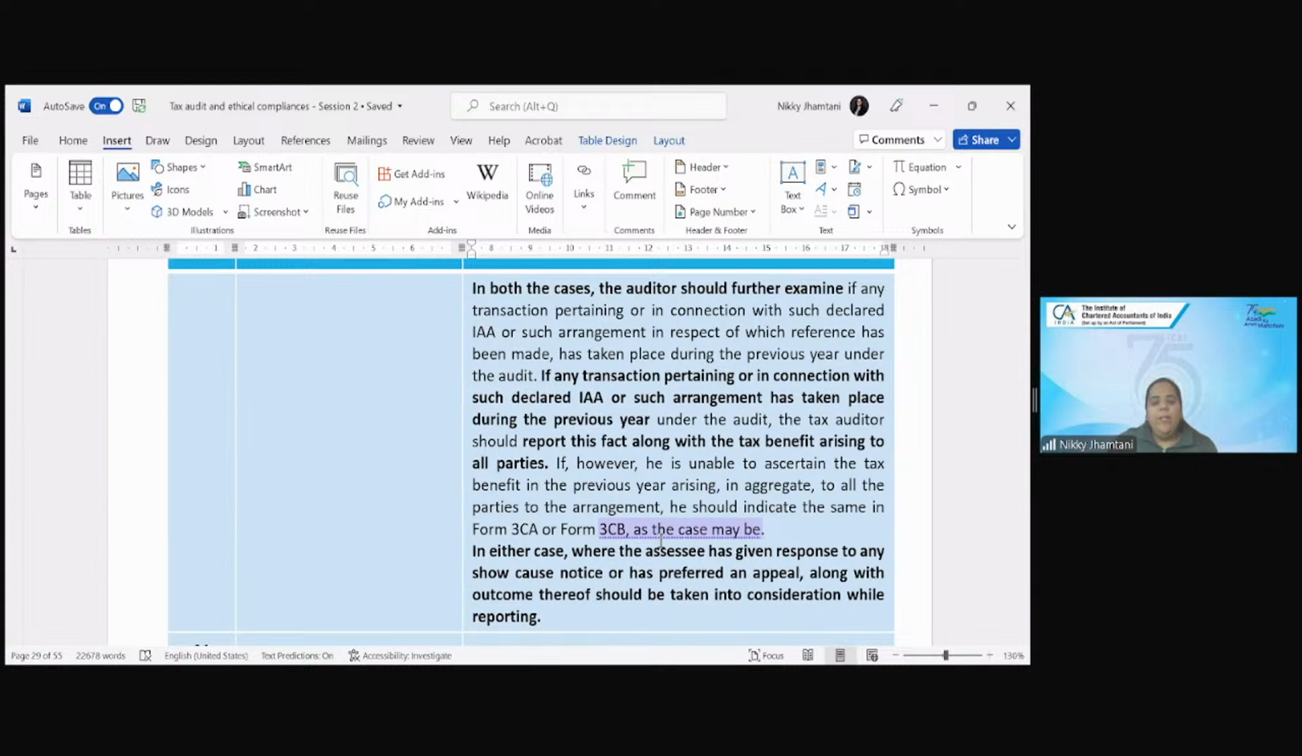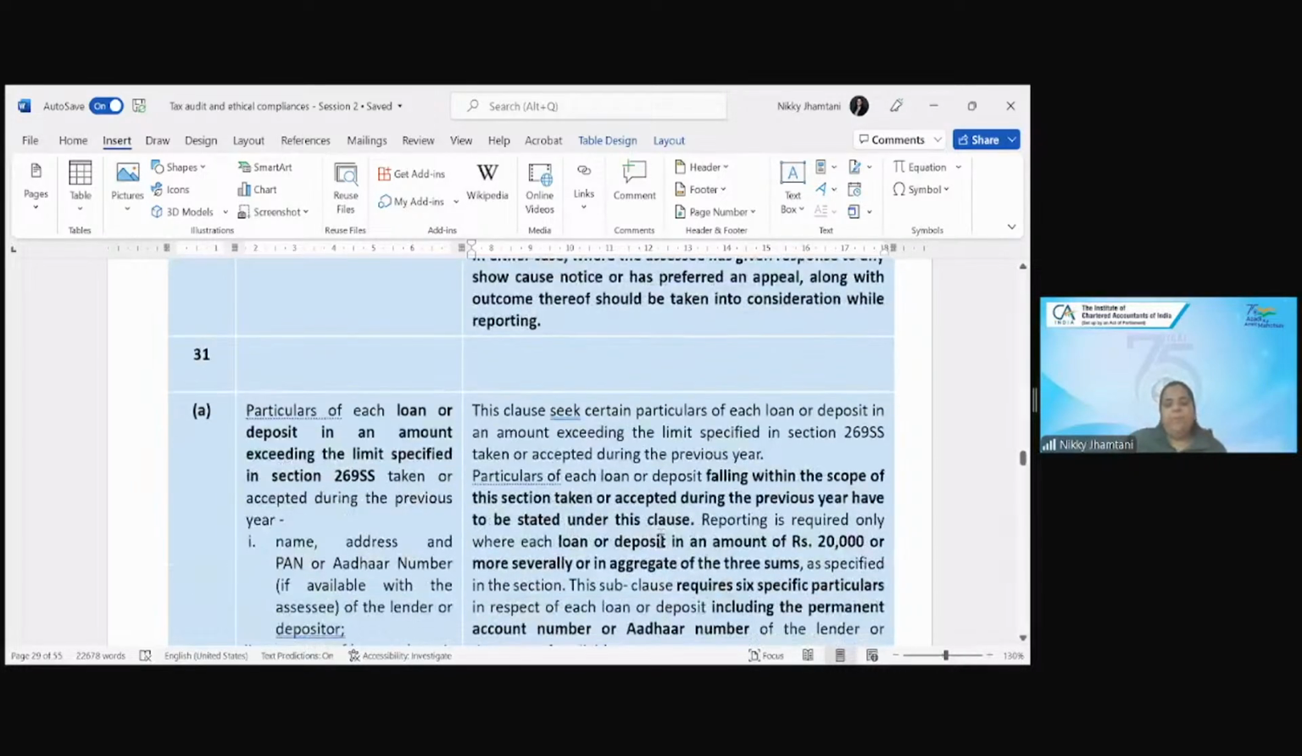If, however, he is unable to ascertain the tax benefit in the previous year arising in aggregate to all the parties to the arrangement, he should indicate the same in Form 3CA or 3CB as the case may be. In either case, where the assessee has given a response to any show cause notice or has preferred an appeal, the outcome thereof should be taken into consideration while reporting.